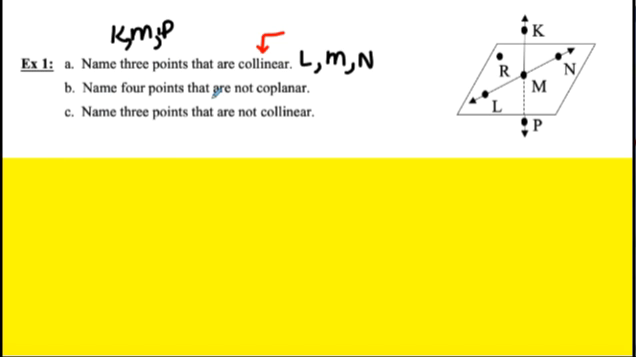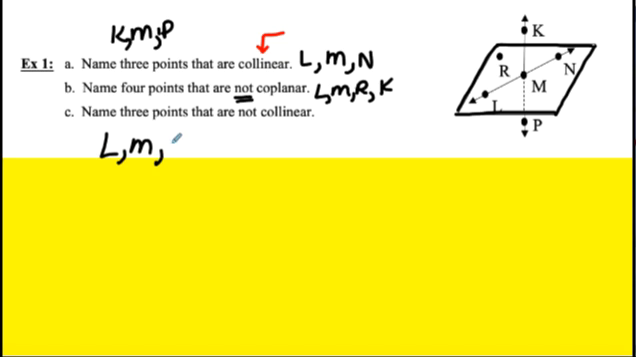All right, so name 4 points that are not coplanar. This parallelogram is actually being used as a plane, okay? So 4 points that are not coplanar might be L, M, R, and K. L, M, R, and K are not on the same plane. Okay, name 3 points that are not collinear. Any points that are not on the same line. So maybe L, M, R, or N, M, P. Those are not collinear because they are not on the same line.